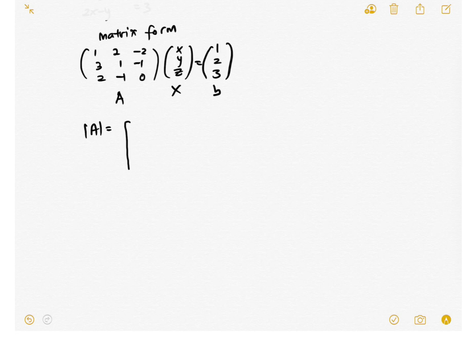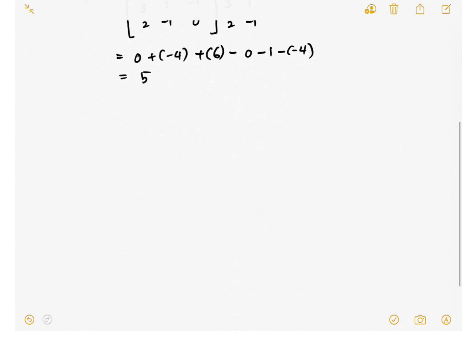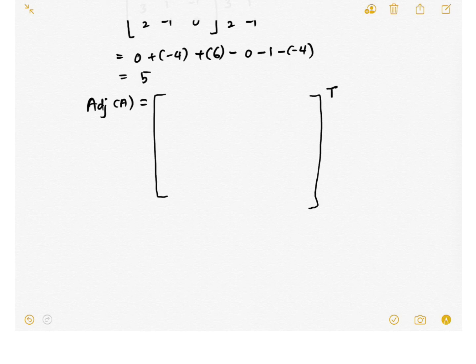Okay, there are two ways to find the determinant. So for example, I choose to use the diagonal expansion method. Now I have to find the inverse. However, before that, let me find adjoint A first. Okay, so remember adjoint A is the cofactor transpose.